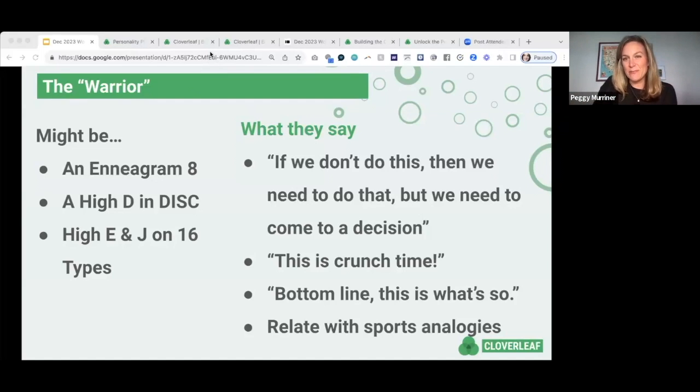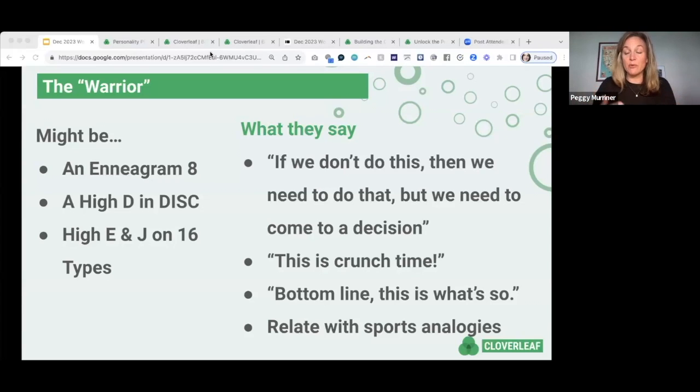So how you might see them show up in your work is they are using lots of sports analogies, and they are giving you trade-offs. If we don't do this, then we'll need to do that. We've got to come to a decision. They create a lot of pressure around decisions because they are feeling that pressure internally. It is crunch time for them.